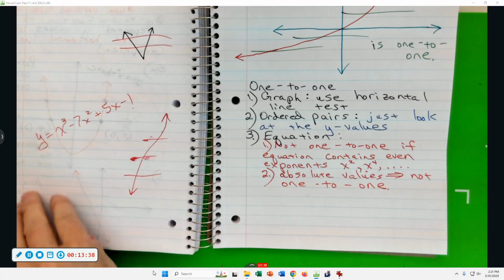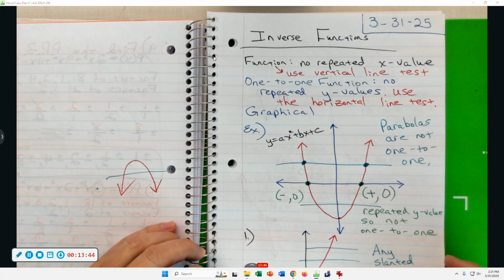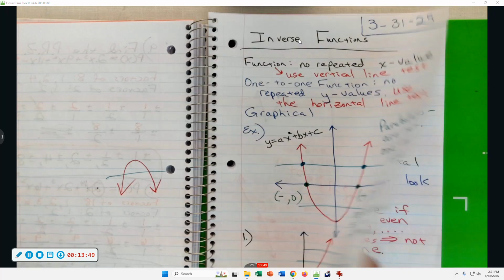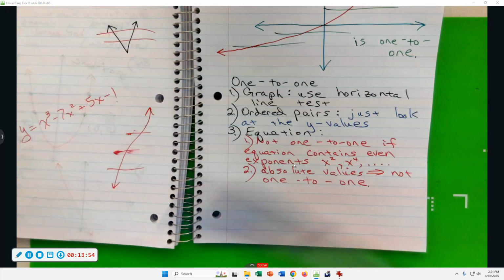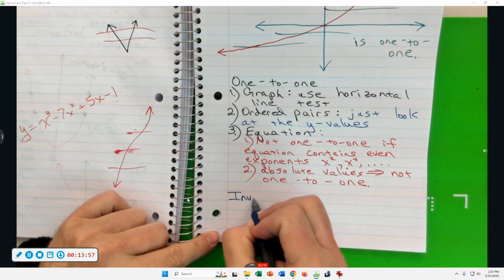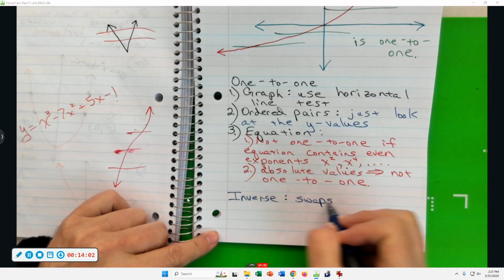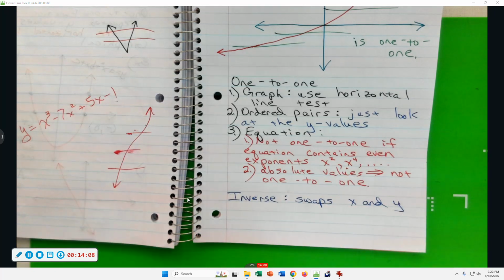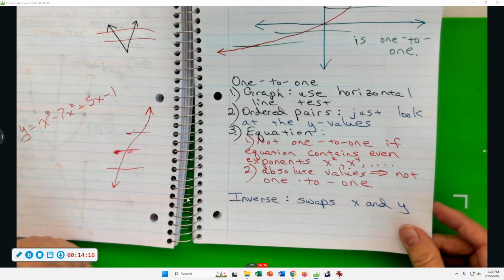The name of this section is inverse functions. Loosely speaking, an inverse just swaps the x and y coordinates. I'm going to write it down here: an inverse swaps x and y. All you're doing is just swapping the x and y coordinates.